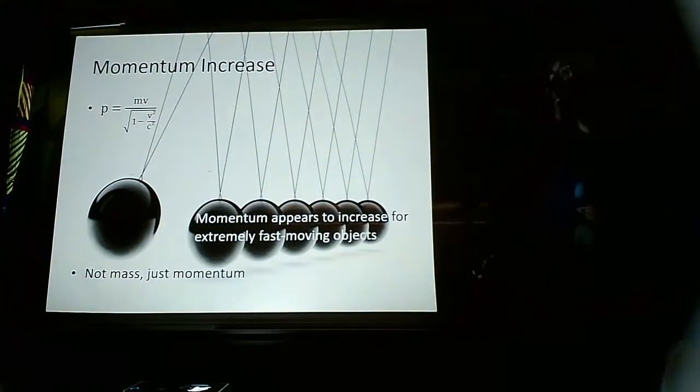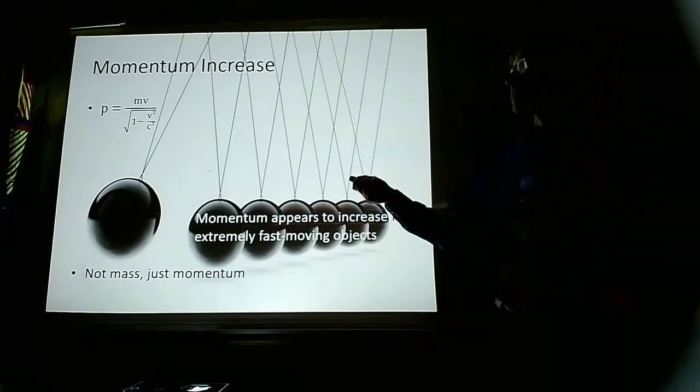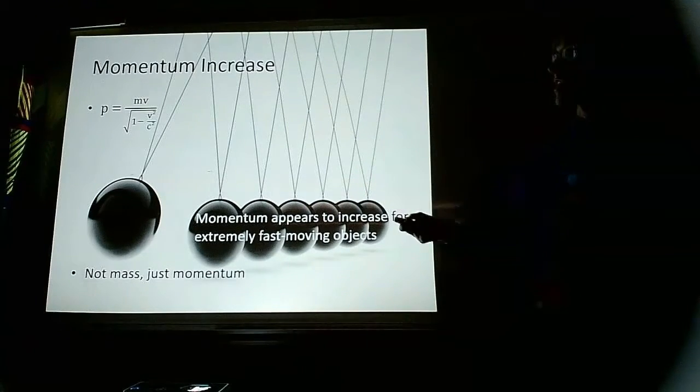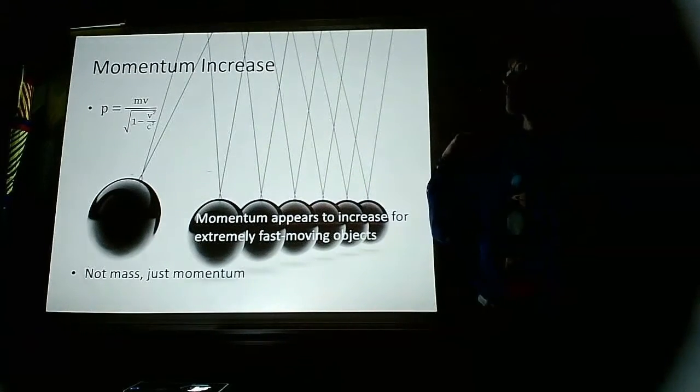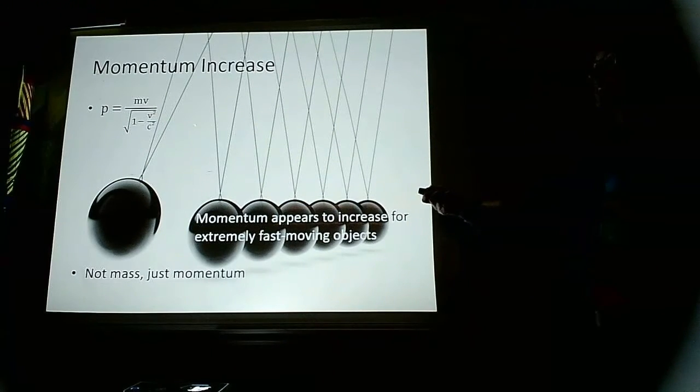You'd also have an increase in momentum. Obviously, the faster you go, the more momentum you have because the velocity increases. But when you're increasing momentum and you get close to the speed of light, then it increases basically exponentially. And you would use that equation to figure it out.